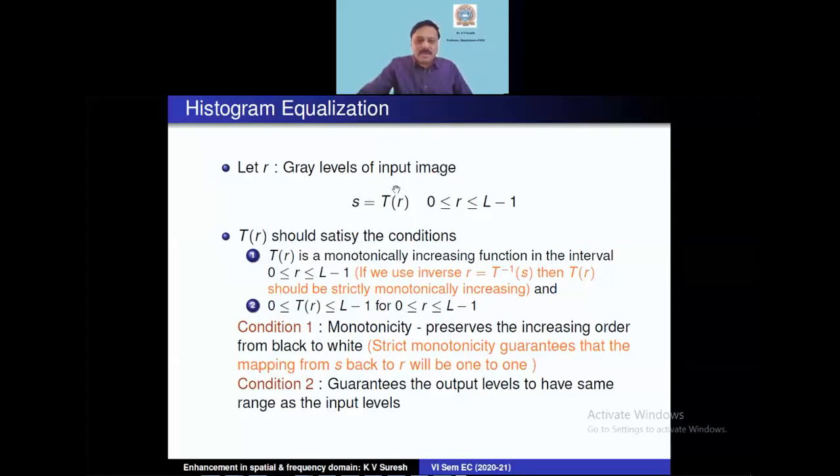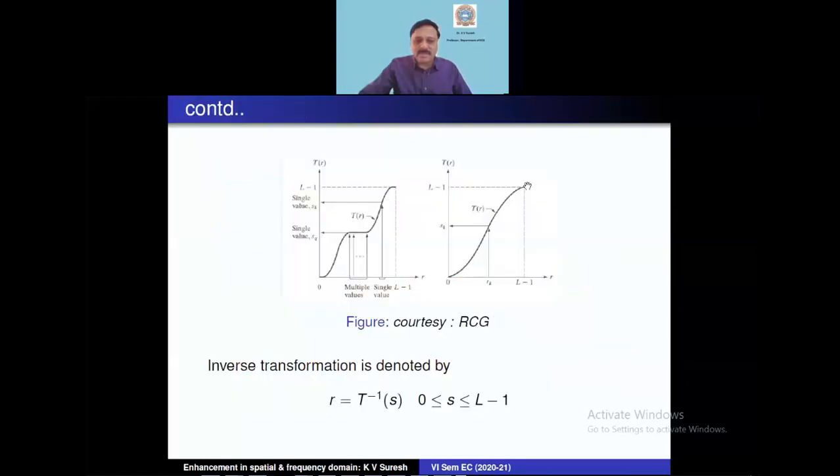This transformation function, which is trying to equalize the histogram of an image, has to satisfy two very important conditions. The first one is that it should be a monotonically increasing function in the range of 0 to L minus 1. That means it should be something like this, something like this. So this is also an example. There is a difference between these two. We'll consider it a little later.